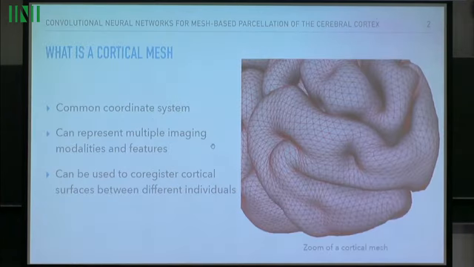A cortical mesh represents a common coordinate system for the brain, and it can represent multiple imaging modalities and features located in a particular region of the brain, and can be used to co-register cortical surfaces between different individuals. I should highlight here that I am a neural network person. I'm not a brain person, so any specialized questions should probably be directed to some of my collaborators.